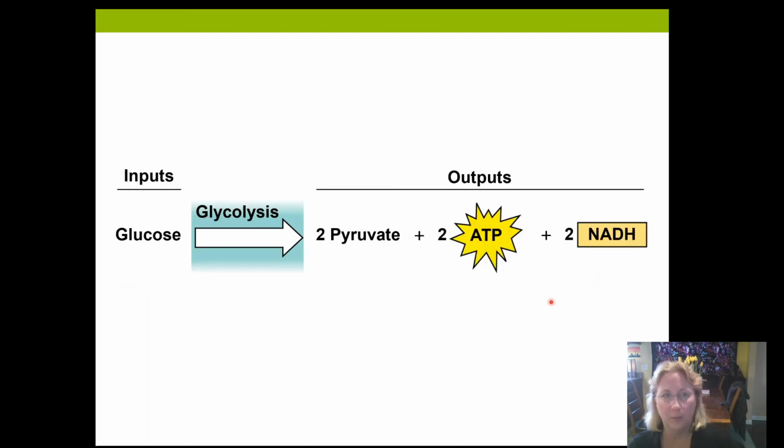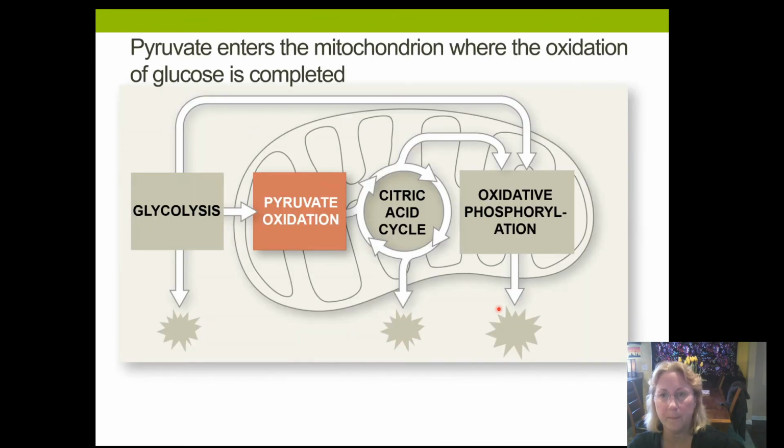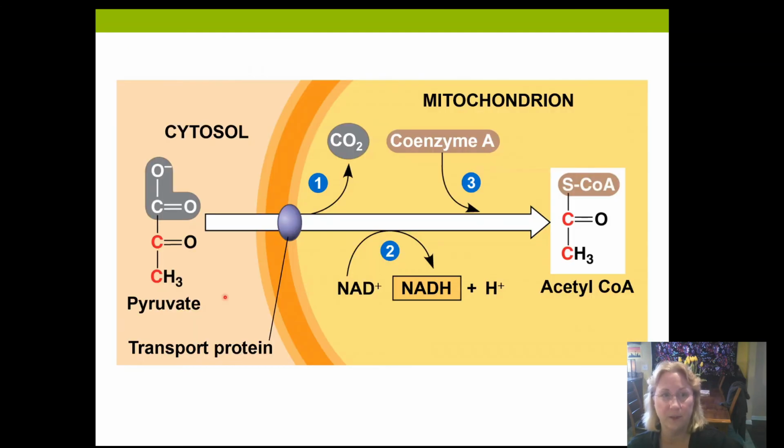So that's our outputs. So for each of these reactions, that's an important thing to know, is what goes into this particular reaction and what comes out of that particular reaction. So the next step here, pyruvate oxidation. Pyruvate enters the mitochondria and is oxidized. So that means something else is going to be reduced. If anything gets oxidized, something else is going to be reduced. So here's the structure of pyruvate.